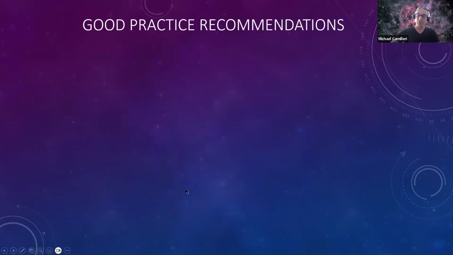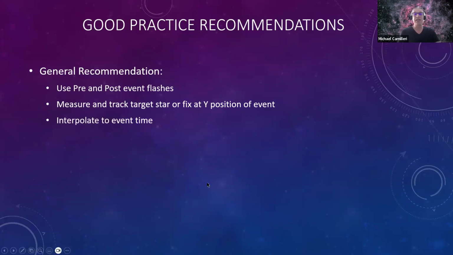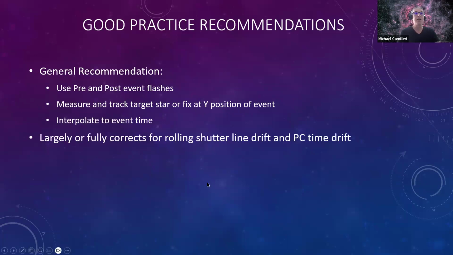So my good practice recommendations in a nutshell, there's quite a lot more detail behind this. Use pre and post event flashes, measure and track the target star or fix it at the Y position of the event, the horizontal position of the event, and interpolate to the event time. That will largely or fully correct rolling shutter line drift and PC time drift, with a few considerations about the mount. By doing this, you'll get the most accurate times that are possible with GPS flash timing.